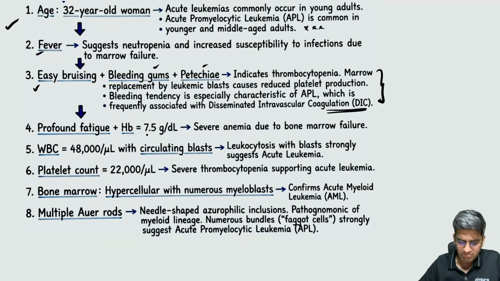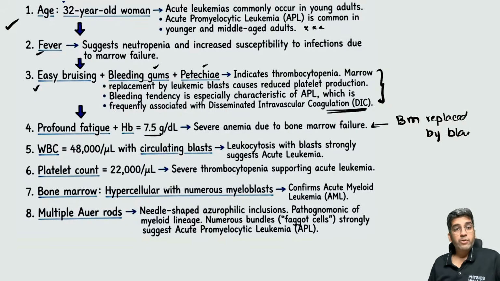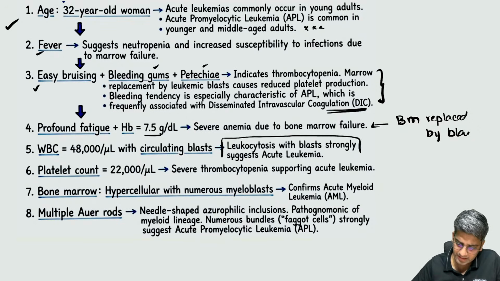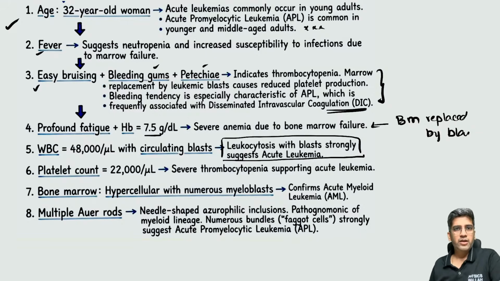Fatigue is there, the reason being a hemoglobin of 7.5, again severe anemia. I won't directly call it a bone marrow failure. The bone marrow is being replaced by the blasts. Fine, it's replaced by the blasts. That's what's happening here. WBC count of 48,000, definitely leukocytosis. Can anyone give me a name to this? With myeloid blasts having lots and lots of Auer rods.